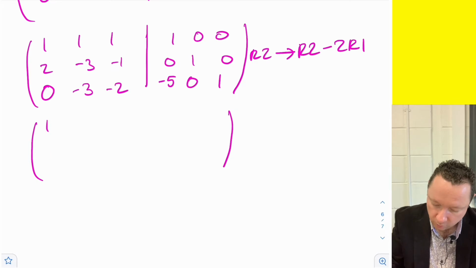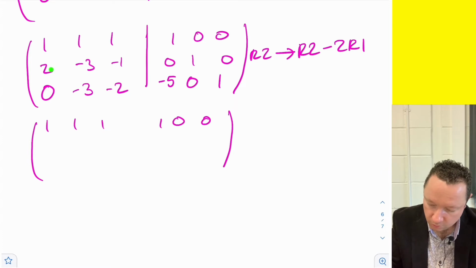So we've got 1, 1, 1, 1, 0, 0. Then row 2 is changing. So 2 minus 2 is 0. Minus 3 take away 2 is minus 5. Minus 1 take away 2 is minus 3. 0 take away 2 is minus 2. 1 take away 0 is 1. 0 take away 0 is 0. And the third row is unchanged.